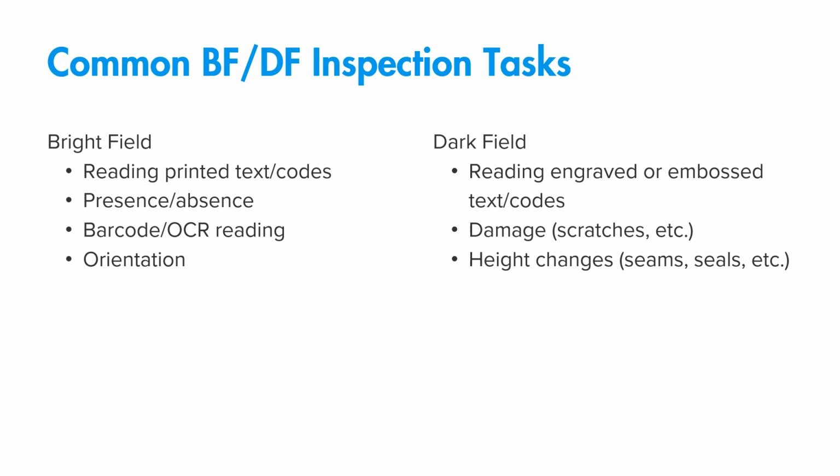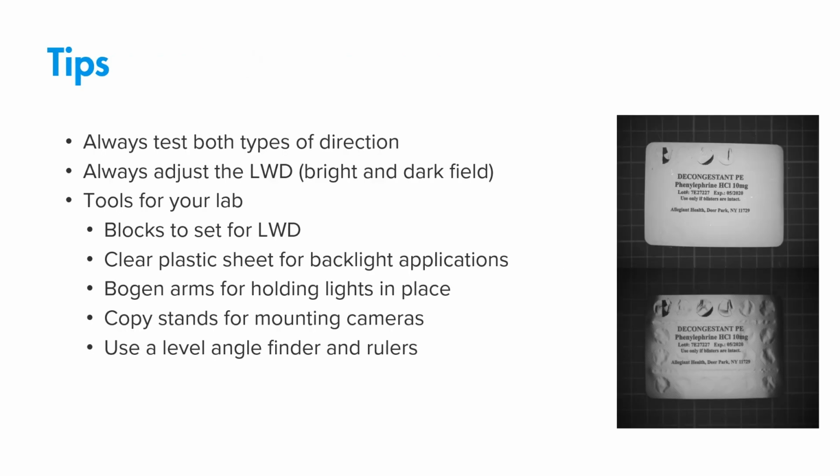Dark field applications tend to be reading engraved or embossed text or codes, damage like scratches, or anything that has height changes like seams, seals, etc. And the thing is, these are not hard and fast. Not all orientation applications are bright field, and not all height changes are dark field. Sometimes it really is the opposite of what we expect. So even if you think you know what it is, it never hurts to take an HPR2, move it up and down, and confirm which direction is best.